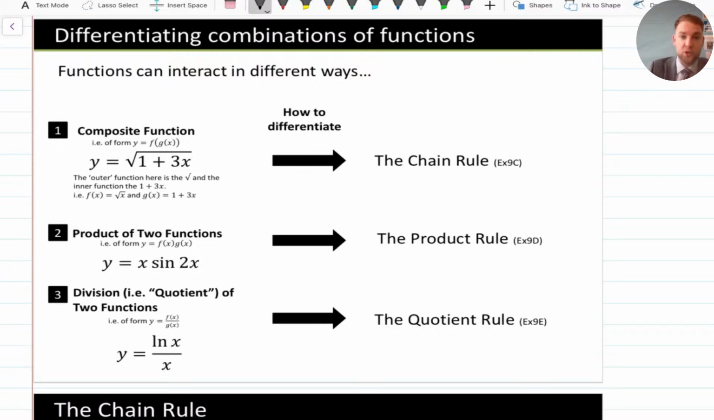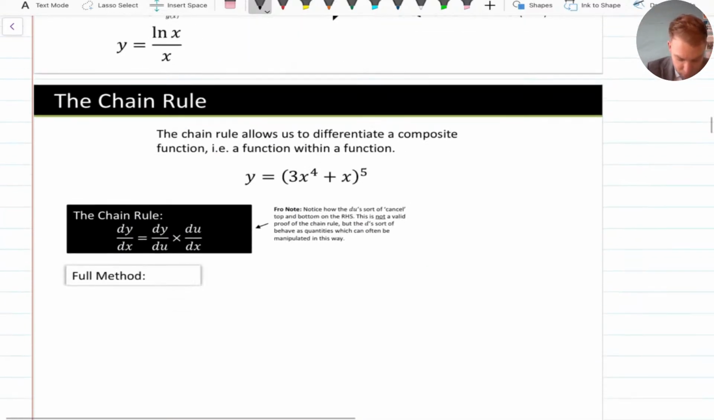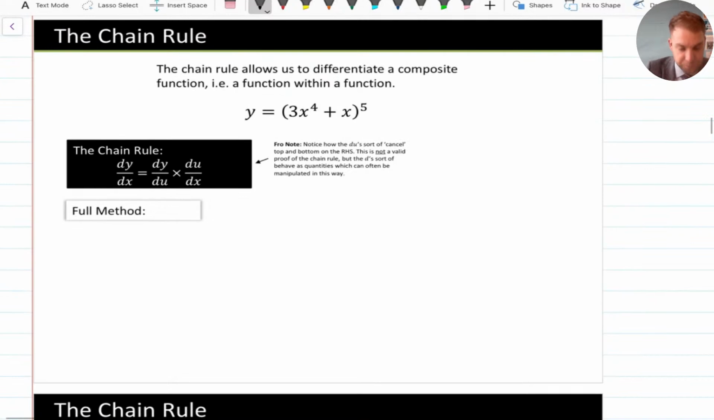The product of two functions is when we're timesing two things together. So here we've got x times sine of 2x. So we've got two things which are multiplied together there. And then the last one is the quotient, where we've got ln x divided by x. And there are some rules that you'll need to know for this. So the first one we're going to have a look at is called the chain rule.